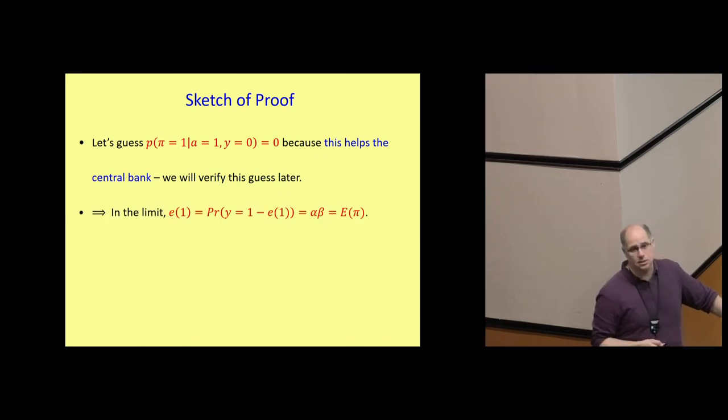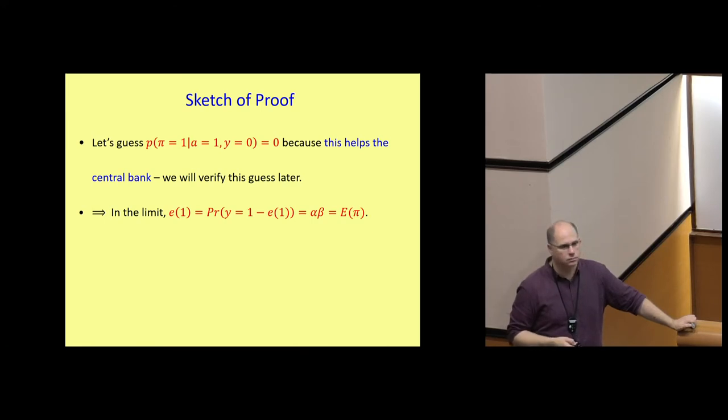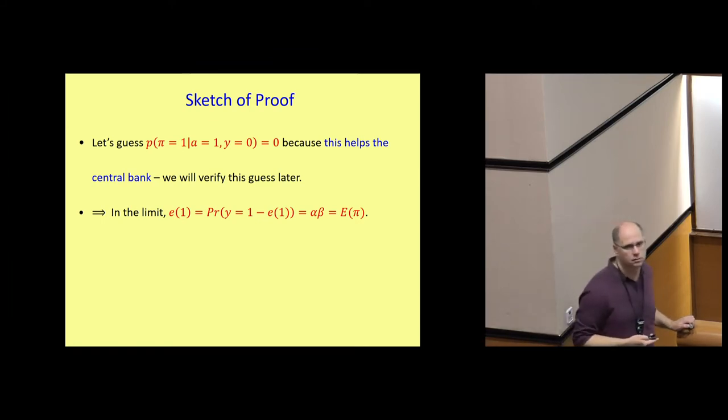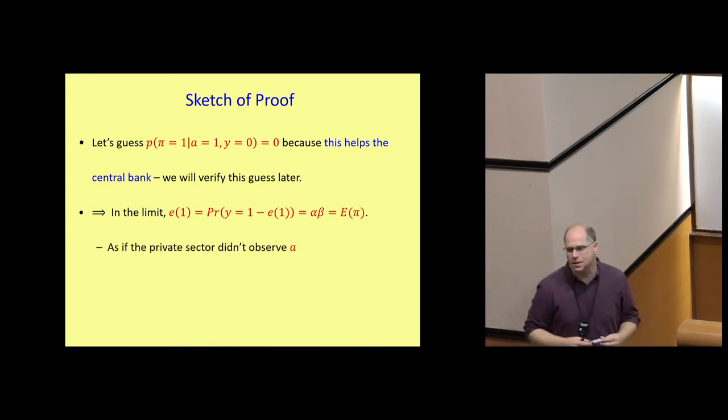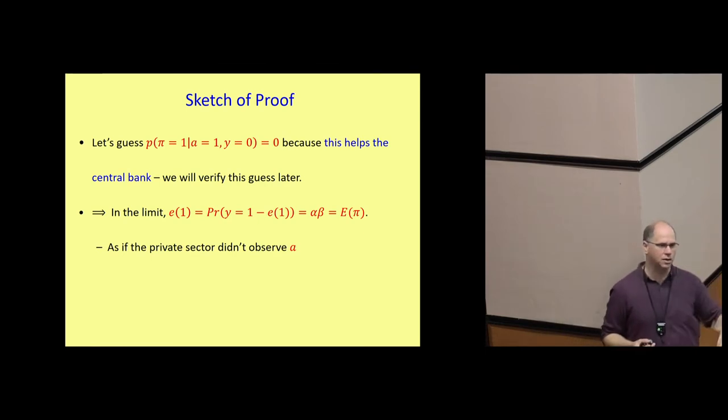So now, given that guess, we now know what E1 is. E1 is just the probability that Y is high. In other words, it's the probability that the central bank tries to inflate and manages to inflate, and therefore generates a positive inflationary surprise. That's equal to alpha times beta, but that is actually the ex-ante expectation of pi. So notice what happened here. It's as if the private sector didn't observe A. So what happens here is that when the private sector observes A equals zero, they correctly update their beliefs downward. They think there's going to be no inflation. But when they see A equals one, it's as if they don't update at all.